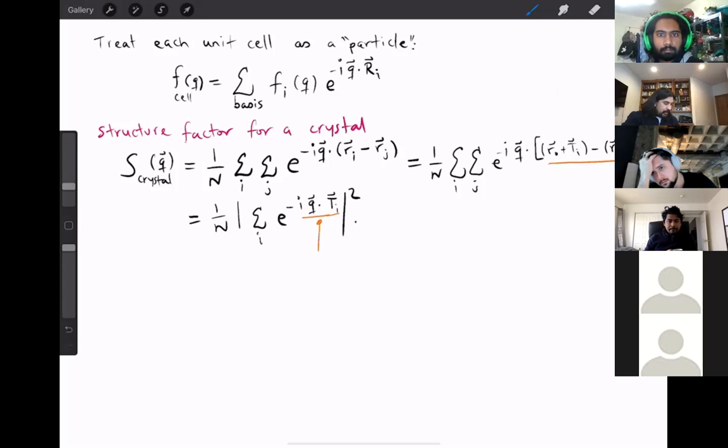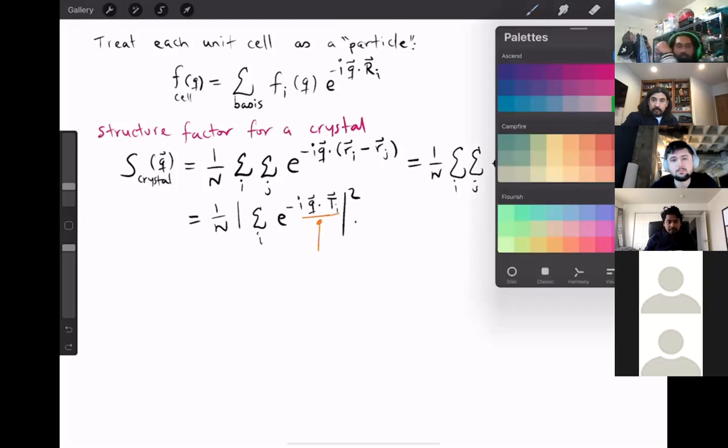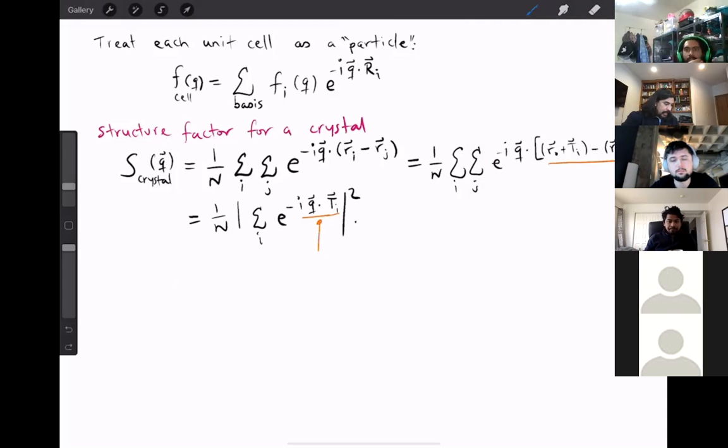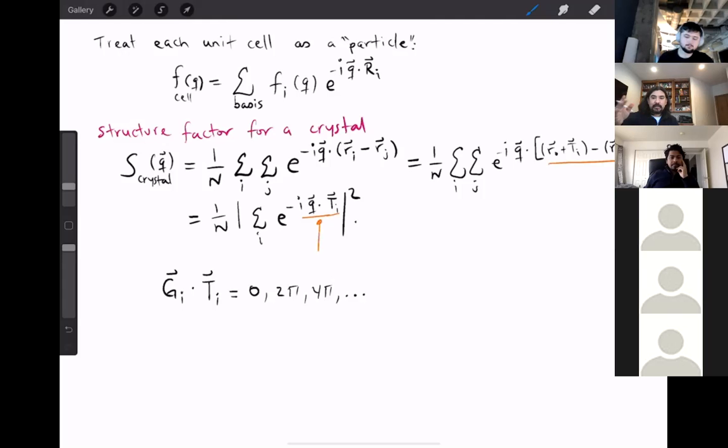All right, so what we want then is a set of vectors, let's call them G, that when you dot them with T_i give you either 0, 2 pi, 4 pi, and so on, right? And if you have that, e to the 0, e to the 2 pi, e to the 4 pi, they just start adding up as ones.